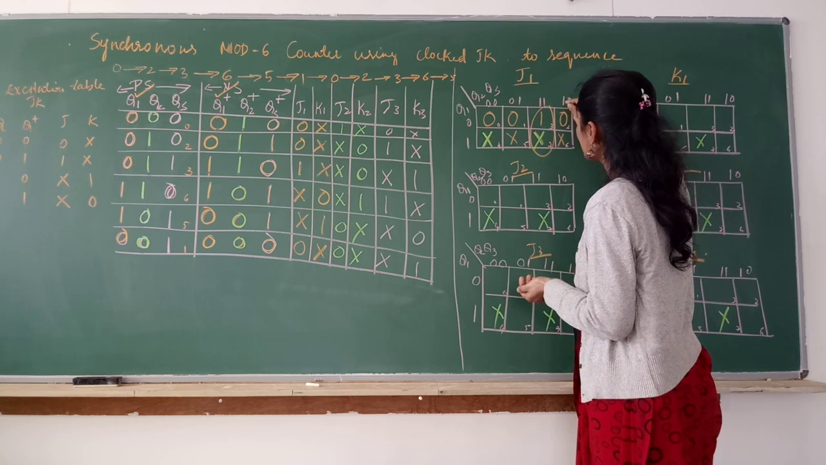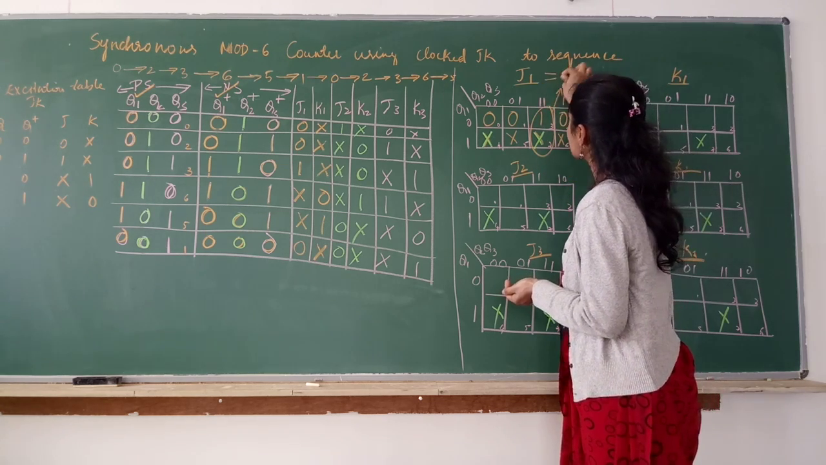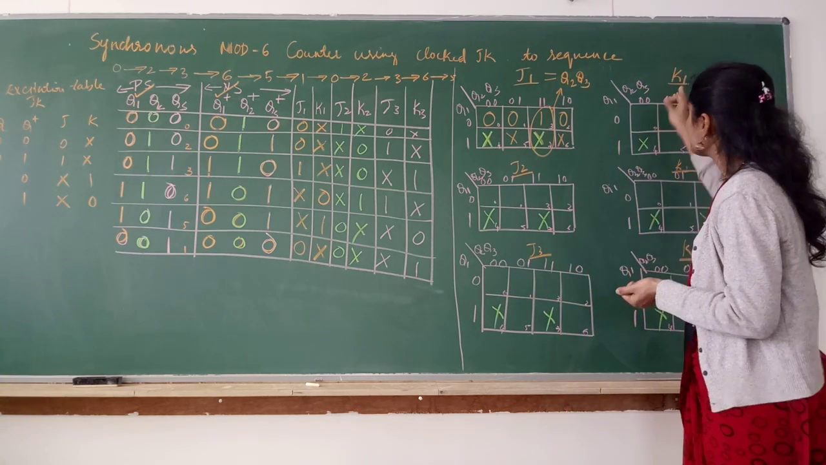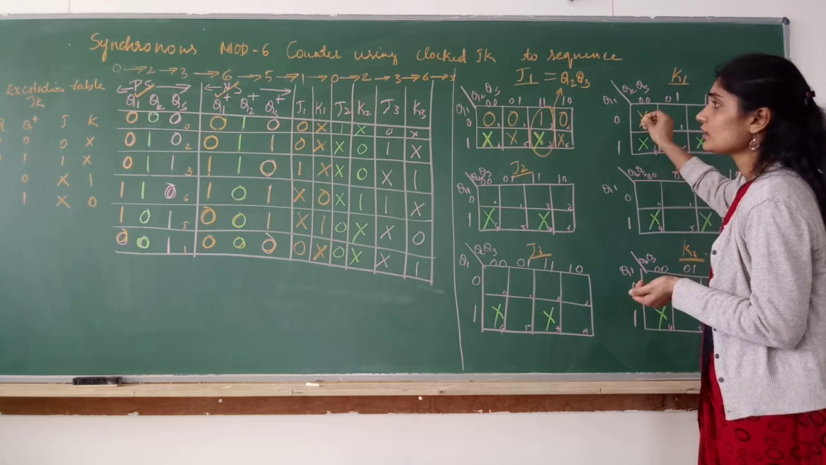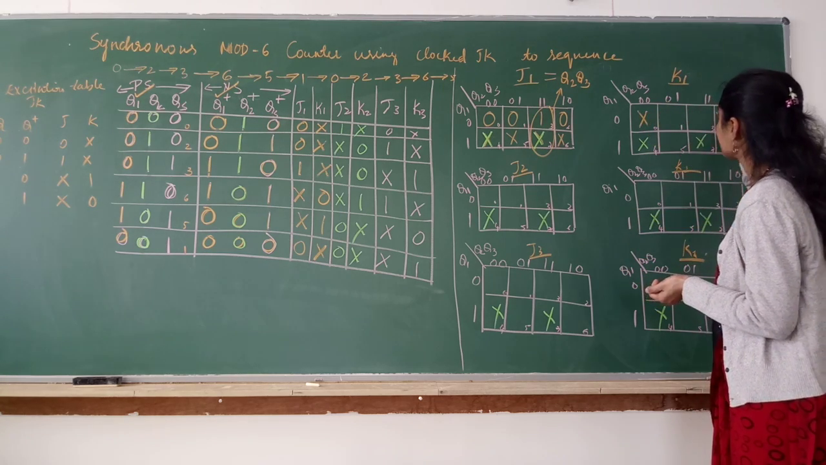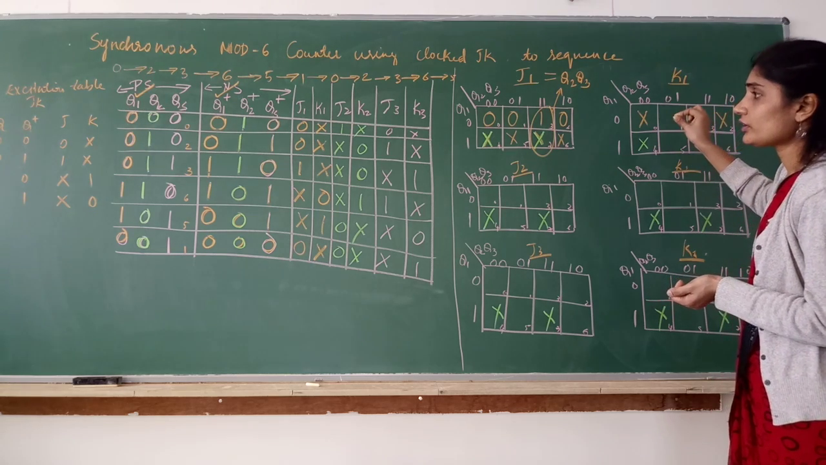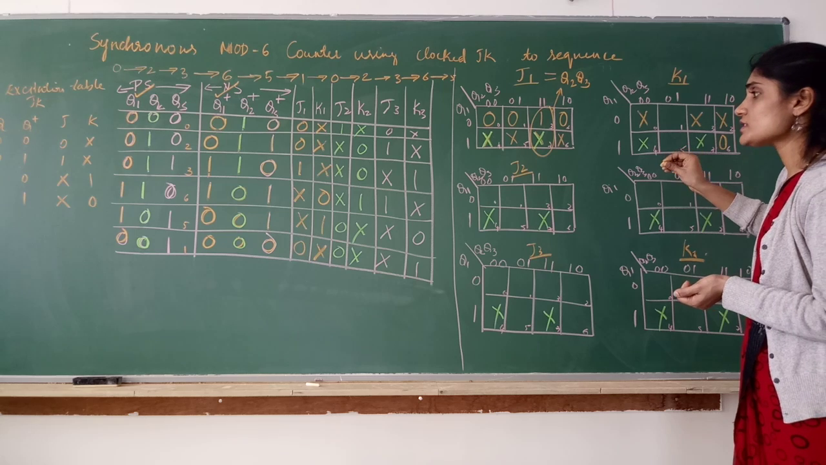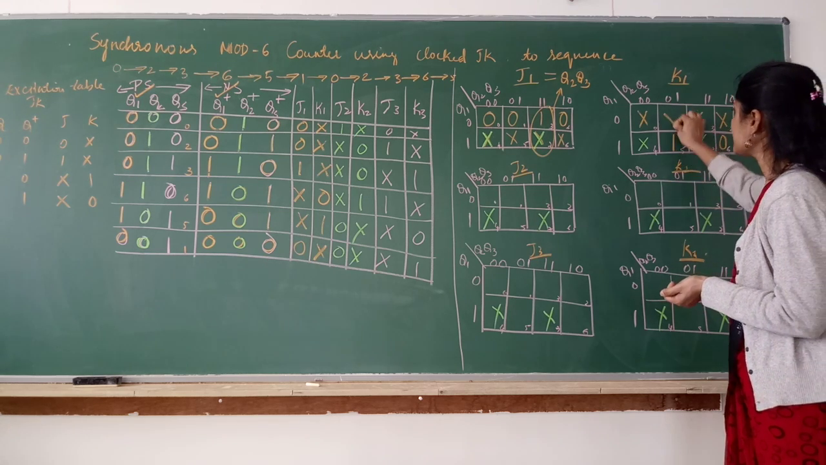If I group 3 and 7, what is the equation I get? Q2, Q3. So J1 is Q2, Q3. Similarly K1. K1 is what? 0 is x. Then 2 is x. Then 3 is x. Then 6 is 0. Then 5 is 1. Then cell number 1 is x.